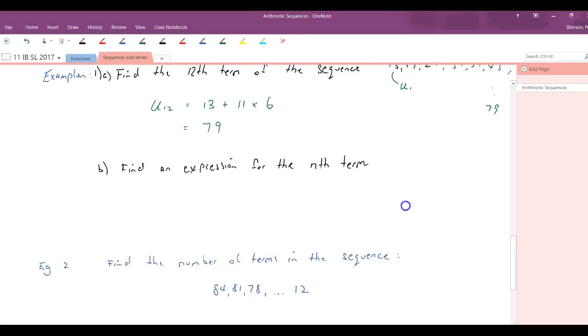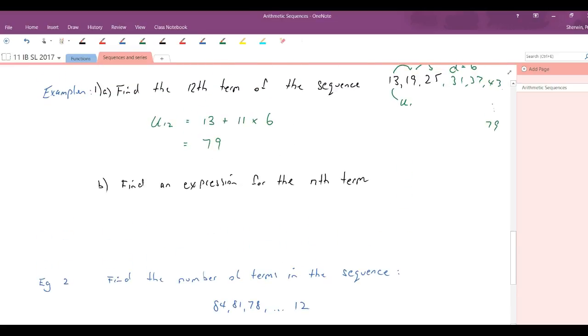Find an expression for the nth term. So this will be in terms of n now. What I always want you to do with these screencasts, when I'm going through examples, is pause the YouTube, do the question yourself, and then press play and check whether we match up with our answers. That's always a really good way of using these lessons. So here we go, expression for the nth term.